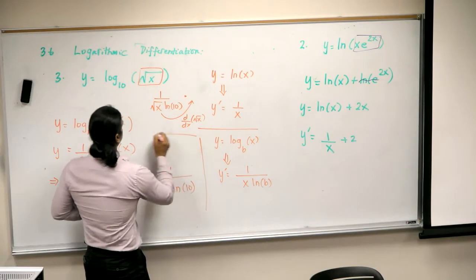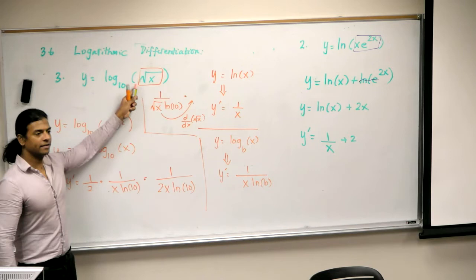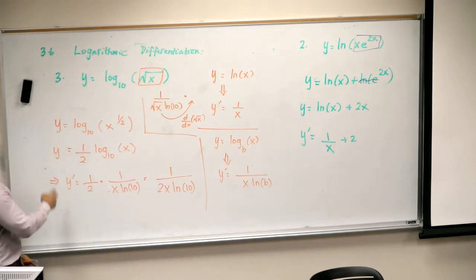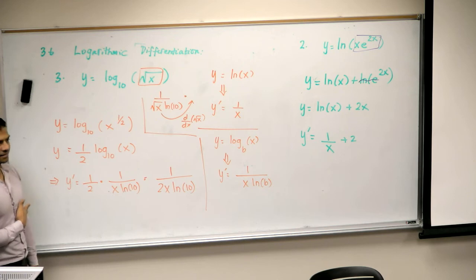Good. Lovely answer. So which is easier? Doing the chain rule and trying to get to the answer, or using a property of logarithms and getting to the answer? Obviously, this is easier.